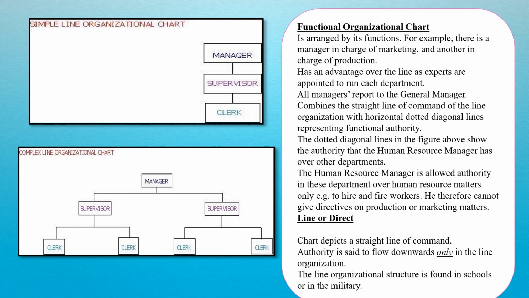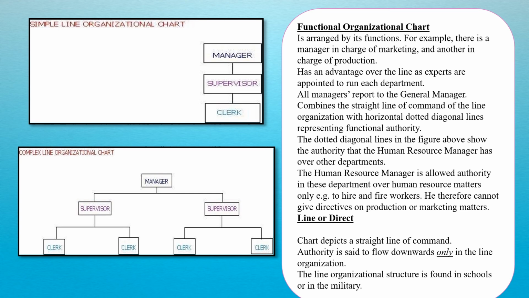Here on the left, you will see the simple line organization chart, which consists of the manager, supervisor, and the clerk. You have the complex organizational chart, which has the manager, supervisor, and the clerk. Functional organizational chart. This is arranged by its function. For example, there is a manager in charge of marketing and another in charge of production.